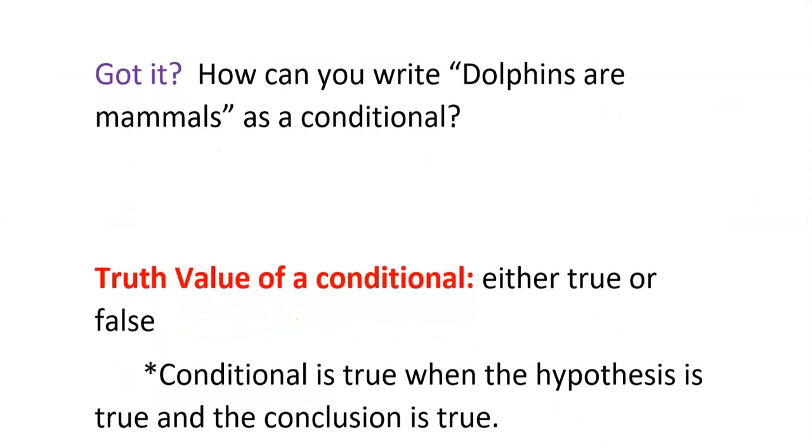Okay, here's another one. How can you write dolphins are mammals as a conditional? Okay, so the two things we're talking about are dolphins and mammals. So those are your two things. This one is about the middle of the page. It's the got it question in the middle. So we have to write this so that it makes some sense.